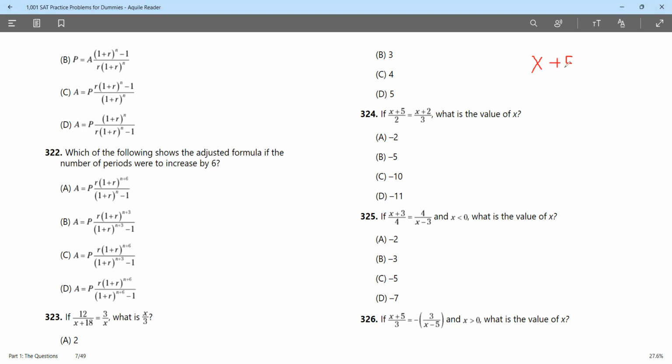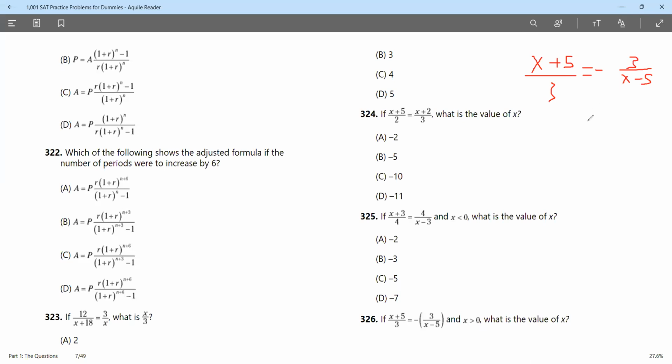x plus 5 over 3 equals negative 3 over x minus 5. If you have a fraction and you have a negative sign outside, you can move this negative sign to the denominator or to the numerator. I prefer it to be in the numerator, and you will see why. So it will be negative 3.